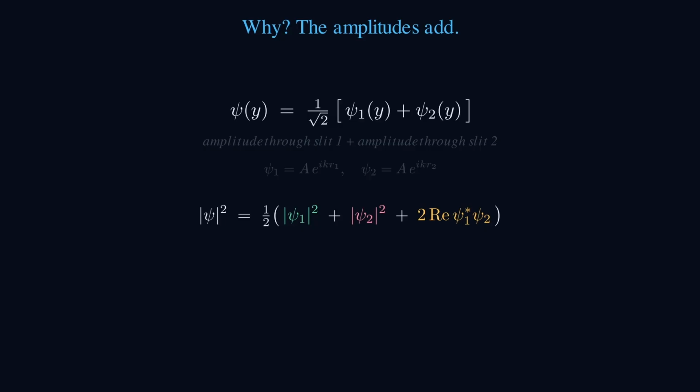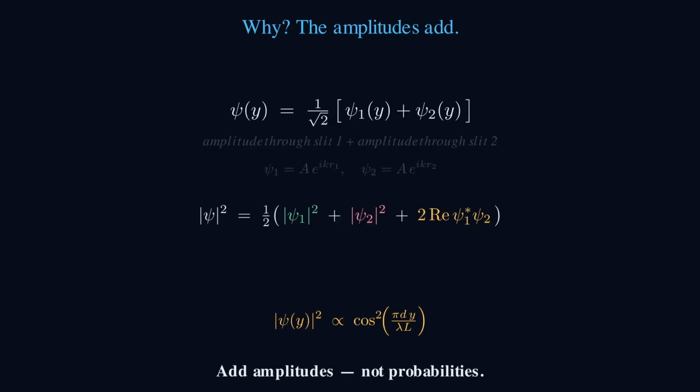That cross term is the interference. It carries the cosine of k times r1 minus r2. Substituting our path difference geometry, the closed form is, the modulus of psi squared is proportional to cosine squared of pi d y divided by lambda L. The fringe pattern, exact, derived from first principles. The lesson of the double-slit experiment is one sentence long. Add amplitudes, not probabilities. This single fact, that quantum mechanics combines complex amplitudes and only squares them at the end, is the origin of every quantum surprise.